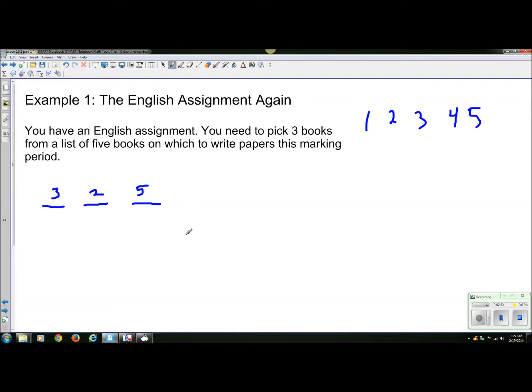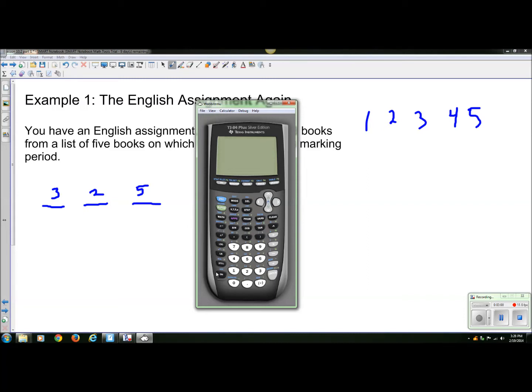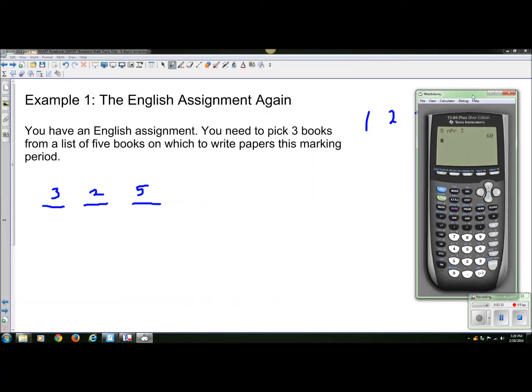So, if order mattered, and putting 3 in the first slot instead of 3 in the second slot made a difference in my selection, we could figure out how many different ways there was to do this by doing what we did last time, where we said, okay, I've got 5 books. I will go over to the number of permutations on 5 books, nPr, and then I'll choose 3 books. There are 60 different ways to order 3 books out of 5. So that's an interesting piece of information to know there.